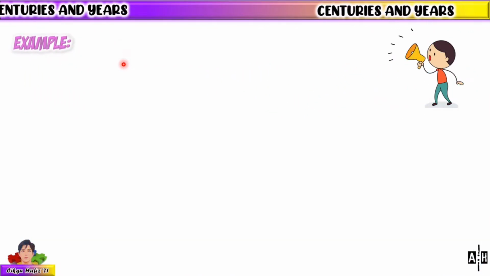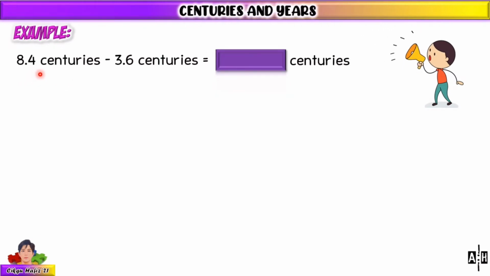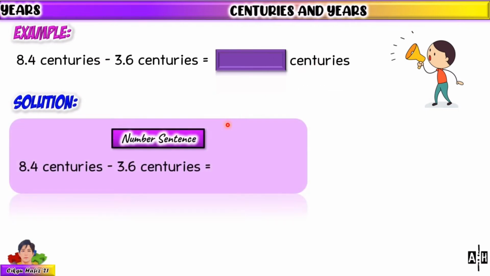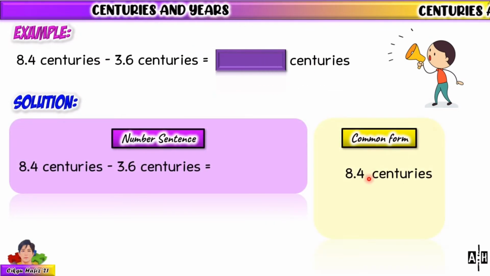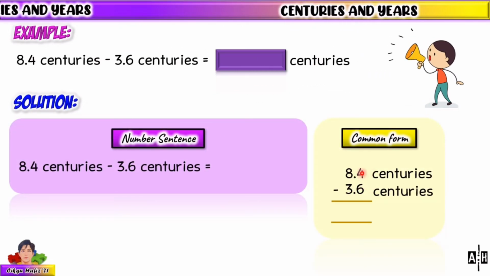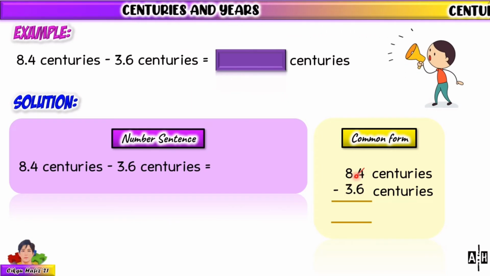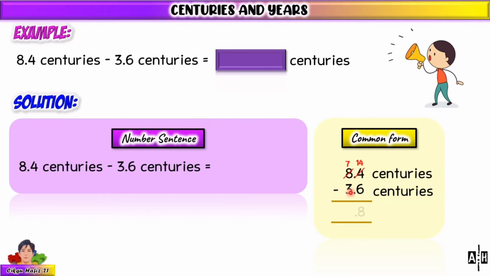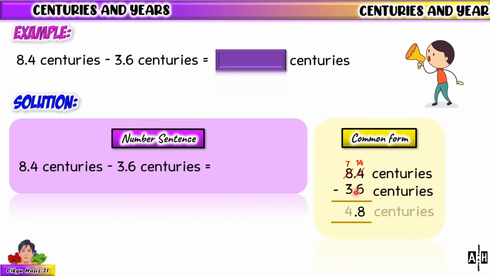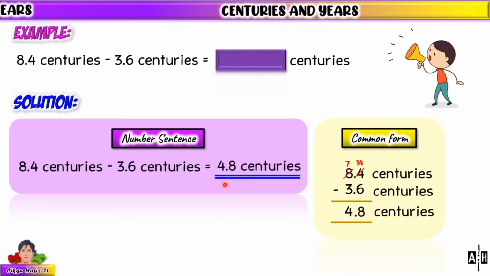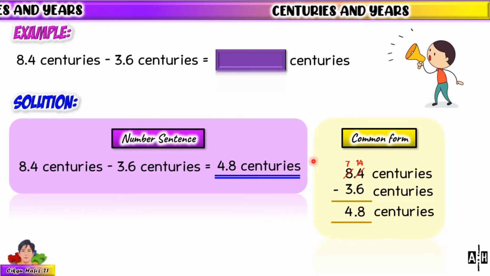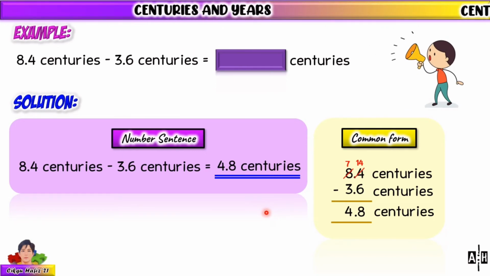Centuries and years. 8.4 centuries minus 3.6 centuries equals how many centuries? Okay, common form, we arrange it nicely and neatly. 4 minus 6, cannot, borrow from the next one. So 8 will become 7. 4 will become 14. 14 minus 6, 8. 7 minus 3, 4. And the answer is 4.8 centuries. Wow, it's so easy, easy peasy cheesy.